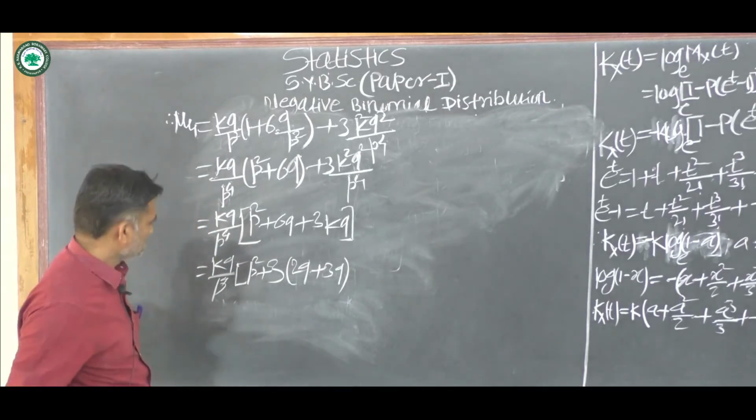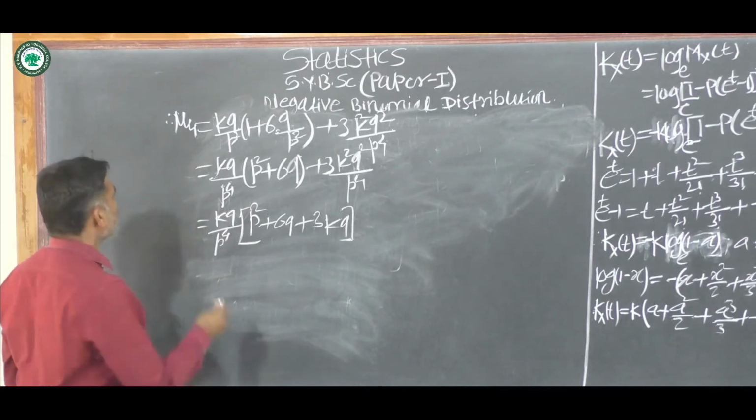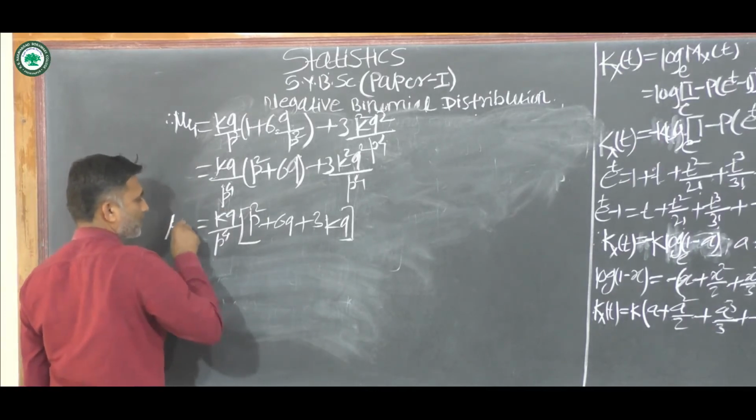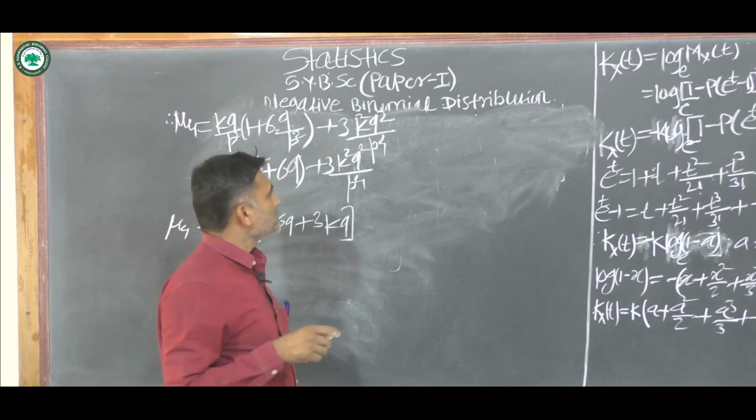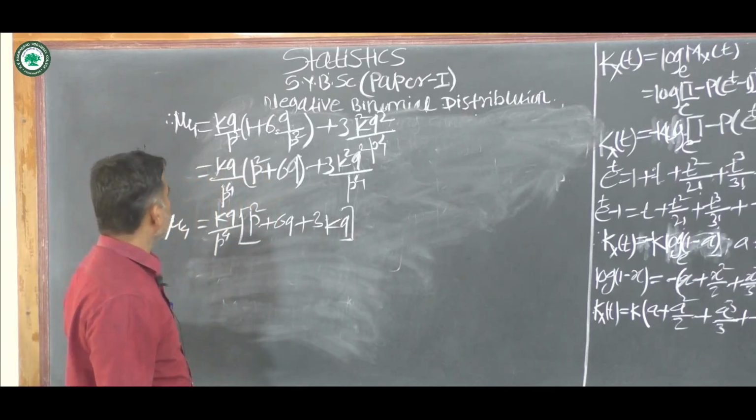Okay, this is the value of mu4, fourth order central moment of negative binomial distribution.